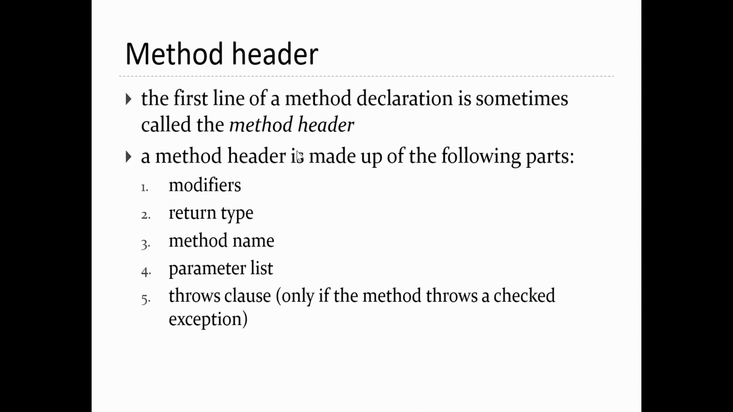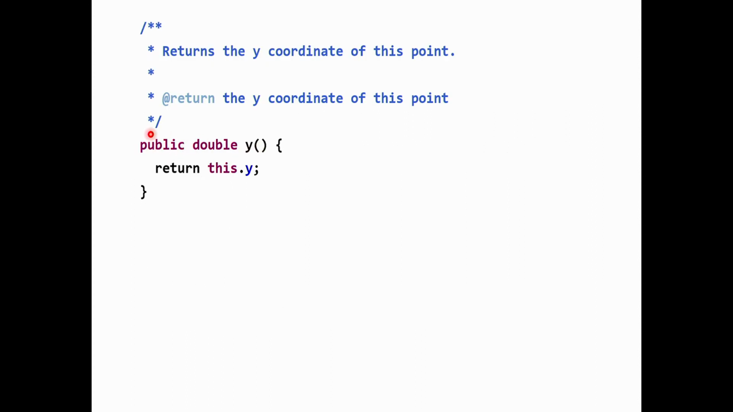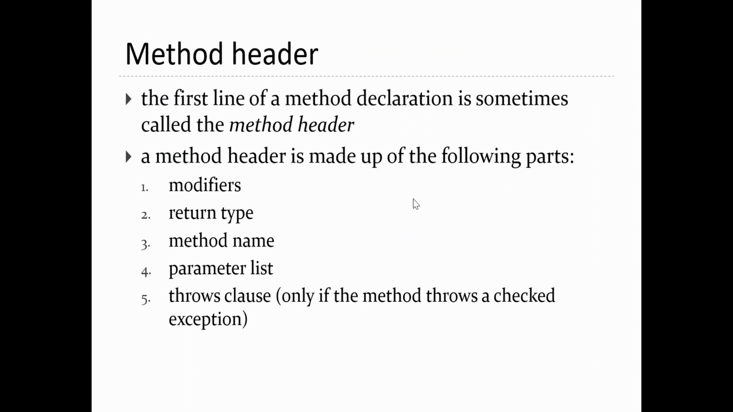Okay. So the first line of a method declaration is sometimes called the method header. So in other words, that is called the method header. A method header is made up of the following parts. It's got some modifiers, then it has a return type, then it has the method name, then it has a parameter list. And then there can be a throws clause if the method throws what's called a checked exception. So I'm going to ignore 5 for now. If I remember, we'll come back to it at some point, but for now we'll leave that out.